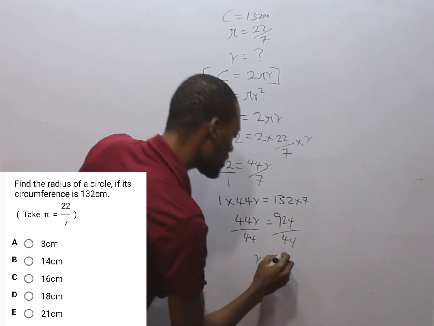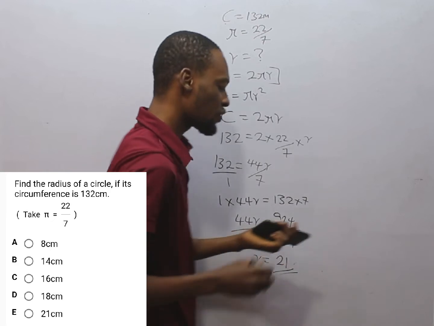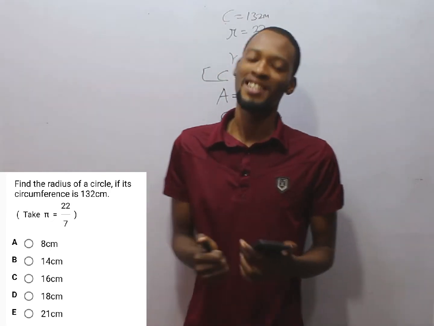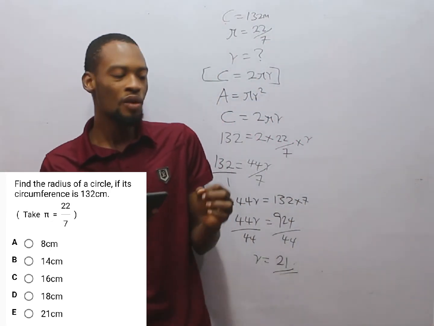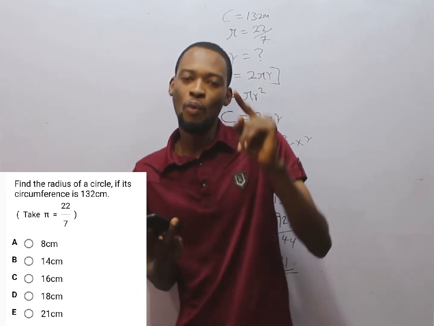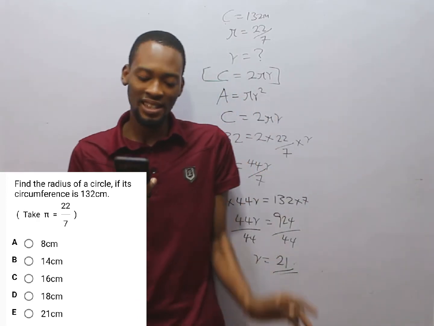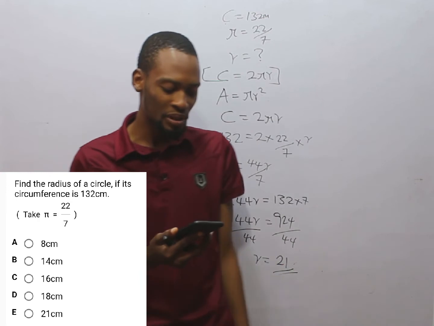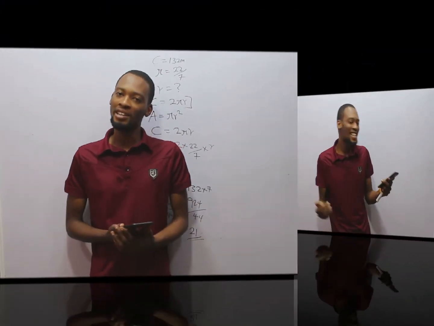So divide it and let me know if you got 21. If you got 21, then you are correct. So the radius of a circle whose circumference is 132 centimeter is simply 21 centimeter. So that is it for that question.